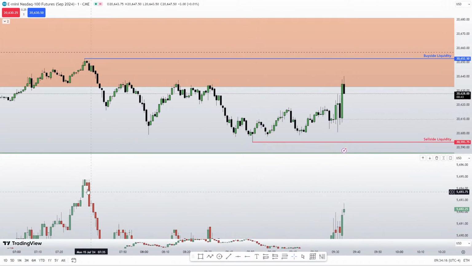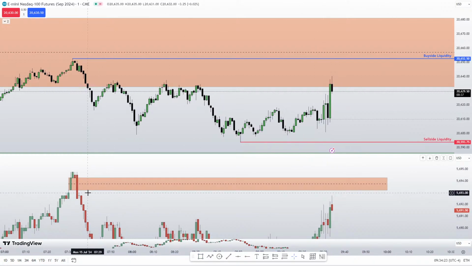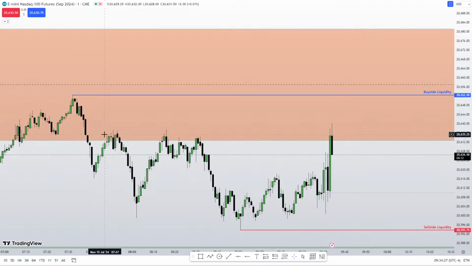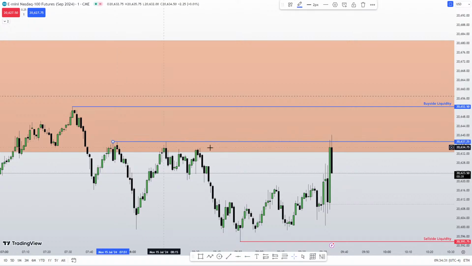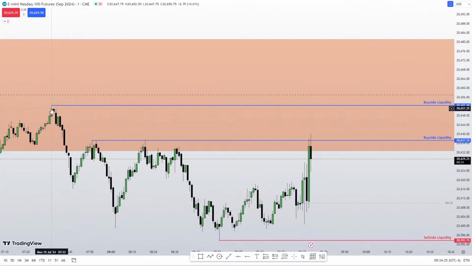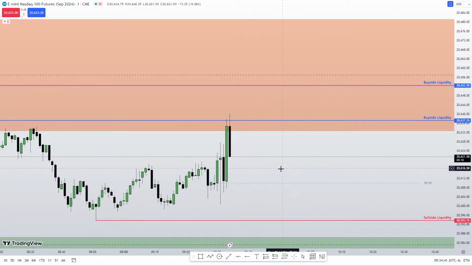So ES is going for this fair value gap. We have a BPR here. This is a BPR, and that's the last fair value gap, 1 minute last fair value gap on ES. And on NASDAQ, we are cleaning this buy side liquidity equal highs, and we also have this buy side resting at this BPR level. Okay, so let's see what market serves to us.